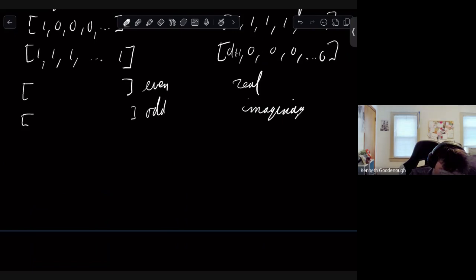Okay, so let's see. What does it mean to be even? Well, if I have some coefficients a_i, this means that a_i is equal to a_{d-i}. There's this annoying +1 factor. Let's see if I'm getting this right. I think it should be this.